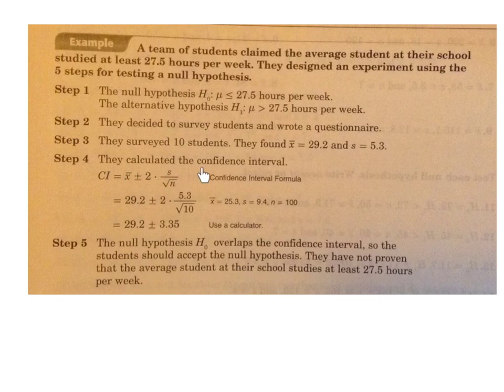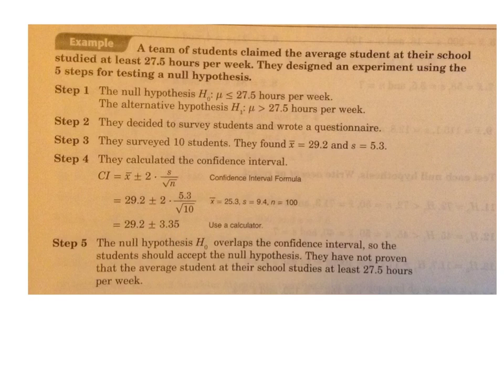And so they calculated their confidence interval. They plugged in the 29.2 for the mean of the sample, plus or minus 2 times the standard deviation, which is 5.3, divided by the square root of the number of people that were tested. I'm not sure why they have 100 out here. It's definitely 10 students they're testing. And so 29.2 plus or minus 3.35.